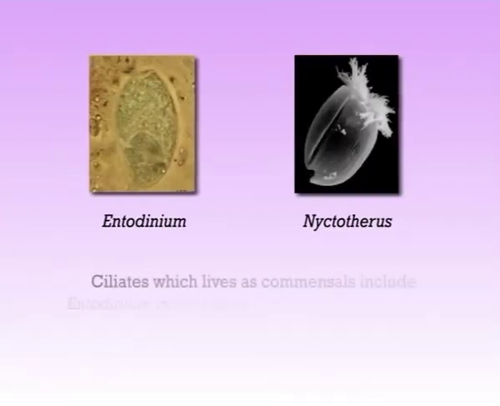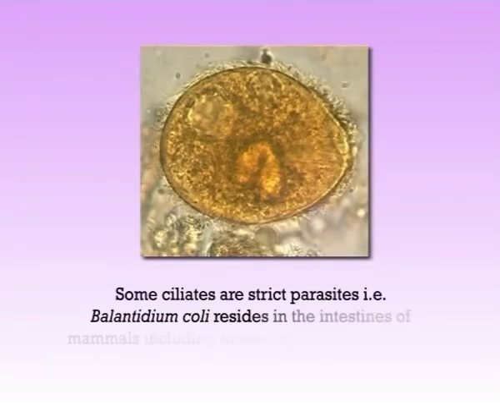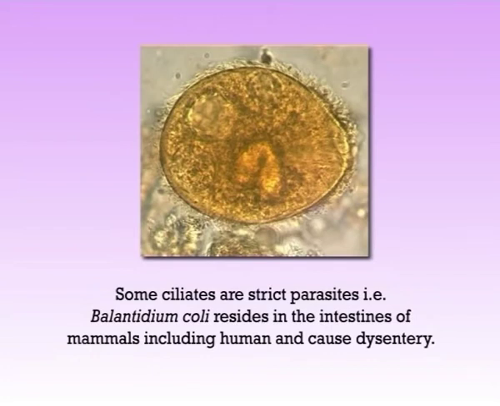Reproduction in ciliates is carried out asexually by transverse binary fission and sexually by conjugation. Ciliates which live as commensals include Entodinium in the rumen of cattle and Nyctotherus in the colon of frogs. Some of the ciliates are strict parasites. One example is Balantidium coli, which resides in the intestine of mammals, including humans, and causes severe dysentery.